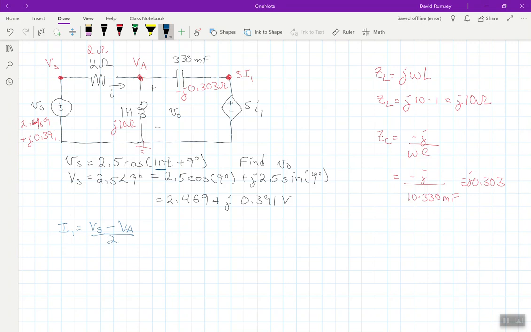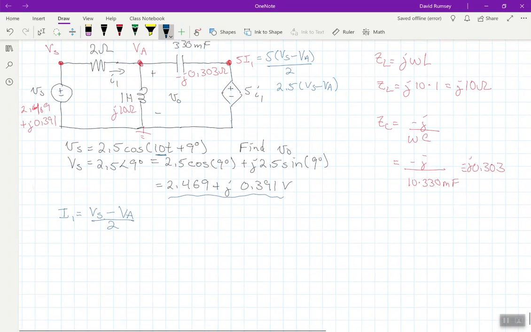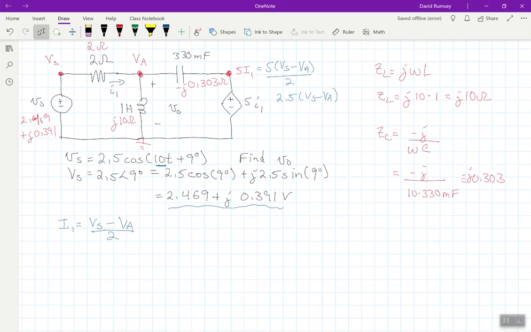And so I'm going to go ahead and say that this would be 5 times (Vs minus Va) over 2, or 2.5 Vs minus Va. I'm going to leave things in terms of Vs right now, just because I don't want to constantly be writing this term down. All right, so now let's write my node equation here.